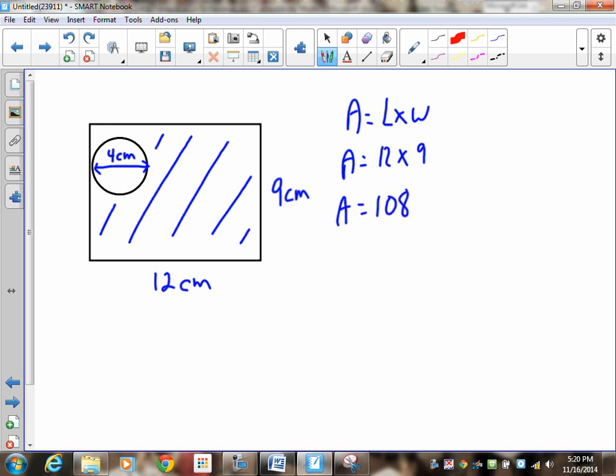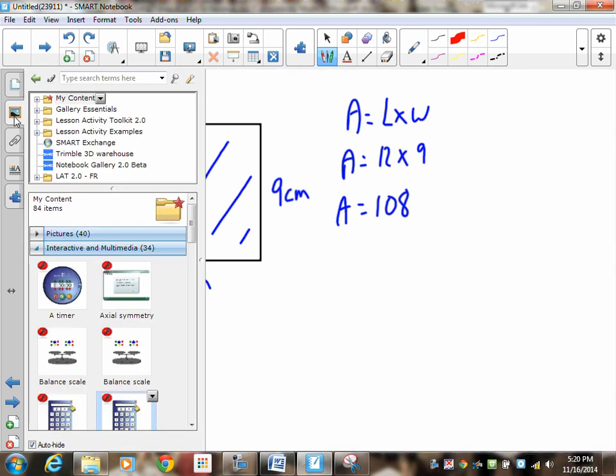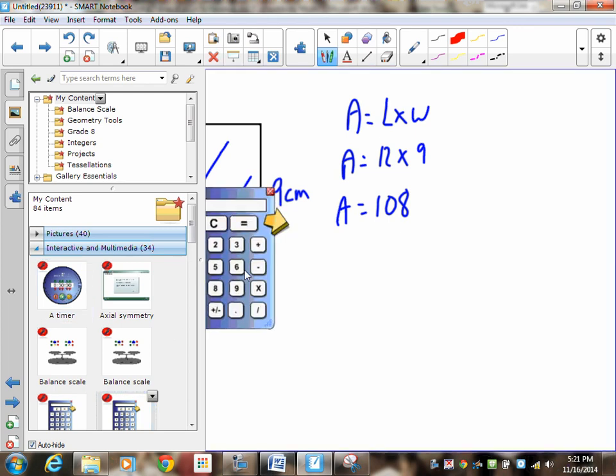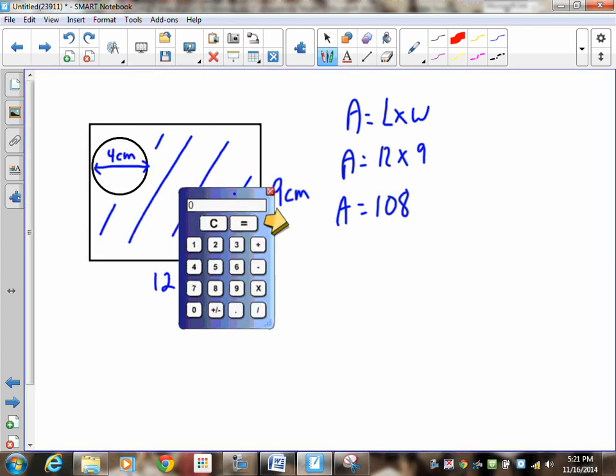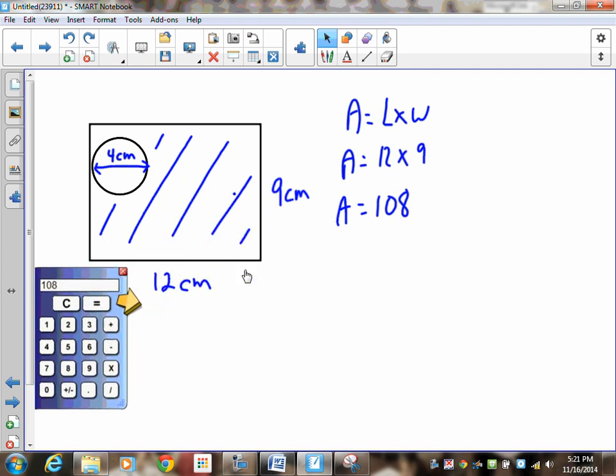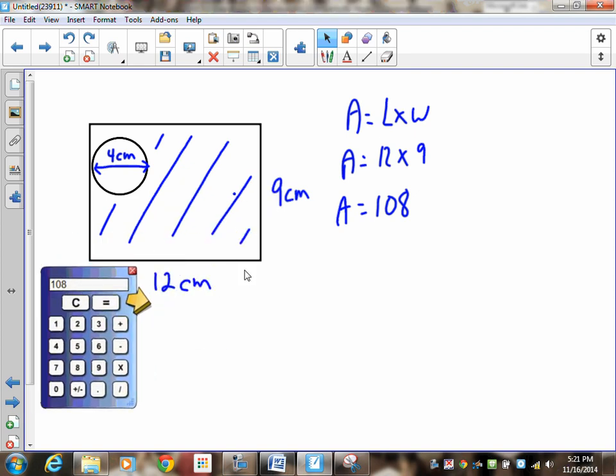108? Let me double check that. My brain just had a momentary lapse here. Not 12 times 9, I go 9 times 12 equals, yeah, 108. My brain was playing tricks on me.